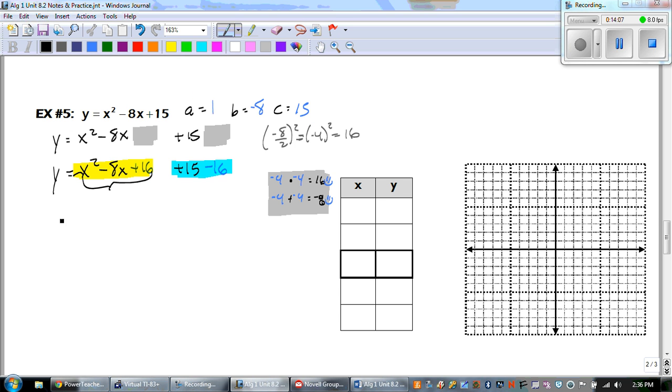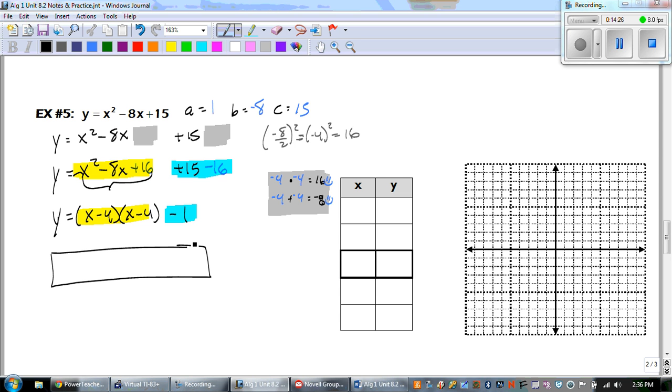All right? So that breaks down to x minus 4 times x minus 4. So that's our factored part, that yellow part. And then the blue part, positive 15 minus 16 gives us -1. So what do we got? What's our final answer? Y equals what? Yeah, x minus 4 squared minus 1.